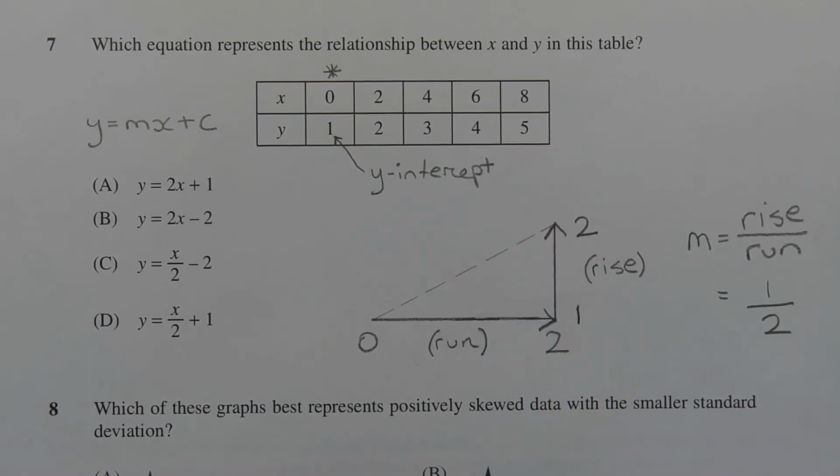So substituting those values into the formula, m equals rise over run, we have m is equal to a rise of 1 over a run of 2. So the gradient is half. Therefore, the correct equation is y equals half x plus 1, or x over 2 plus 1. Therefore, the answer is option D.